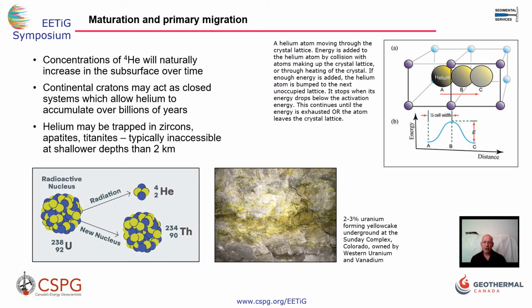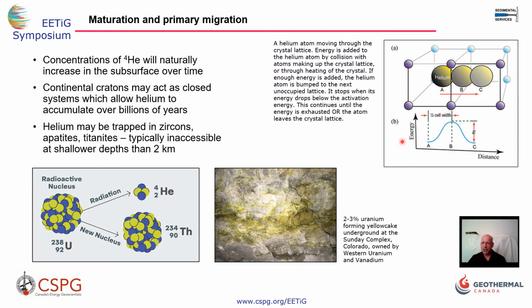In terms of the maturation, concentrations of helium will naturally increase in the subsurface over time, as long as you have something like this uranium yellow cake we see here in the subsurface, which gradually decays, releasing the helium. Continental cratons may act as closed systems which allow the helium to accumulate over billions of years, and then finally you just need a way to release that helium through fracturing and increases in temperature. The helium can actually be trapped in zircons, apatites or titanites, which are typically inaccessible at shallower depths.